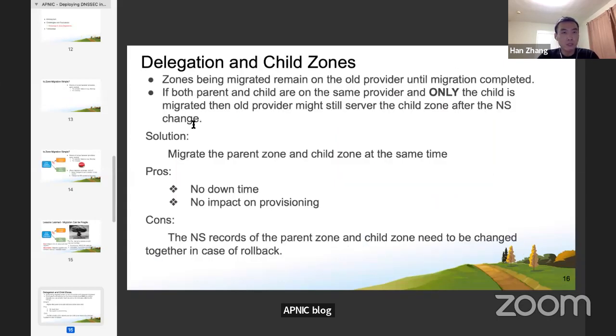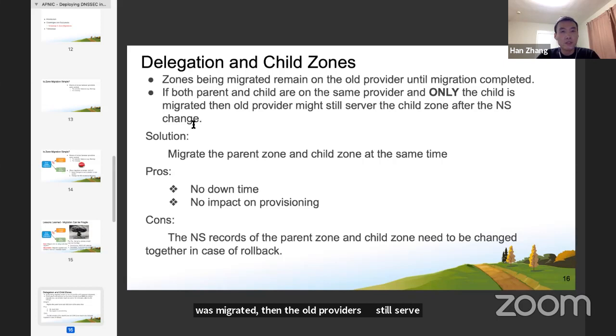So when we did zone migration, we also found another challenge for the delegation of the child and the parent zone. The issue is if both the child zone and the parent zone are on the same provider, and only the child zone is migrated, then the old provider still serves our child zone after the NS change.